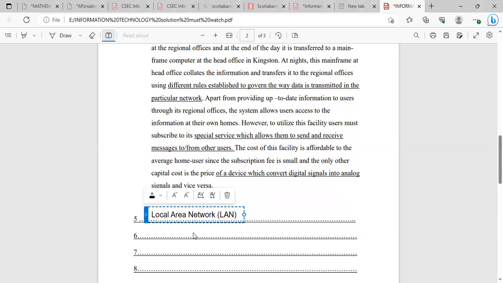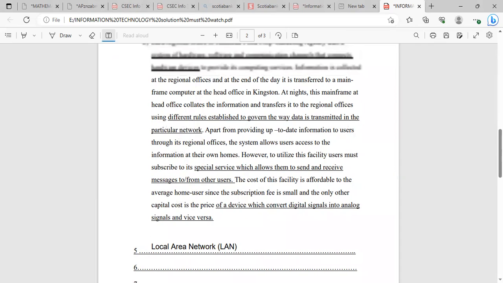All right, let's look at the next option, which says using different established rules to govern the way in which data is transmitted to a particular network, and that would be the protocol. Remember, it's the underlined part we're actually focusing on.